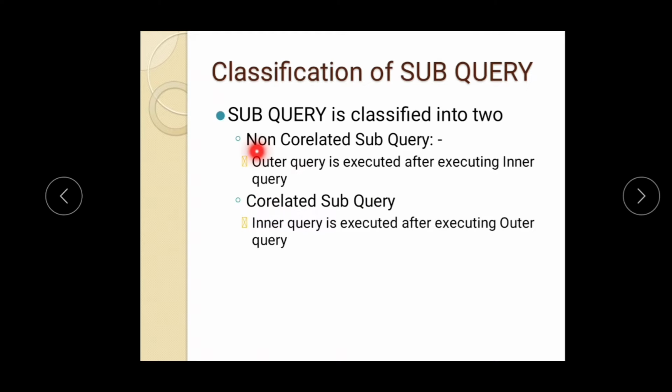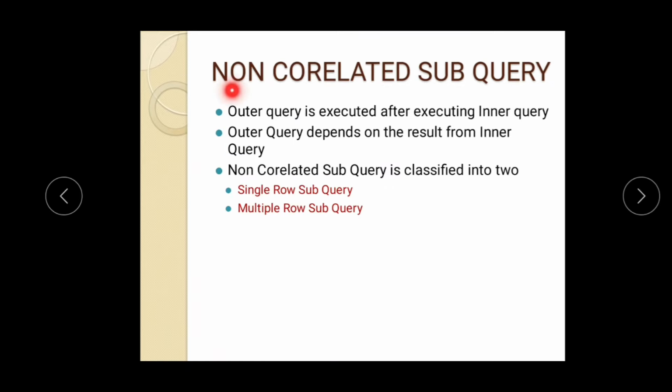In today's session we are going to discuss the concept of non-correlated subquery, that is, the outer query is executed after the execution of the inner query. Let us explain the non-correlated subquery in detail. As I said, the outer query is executed after executing the inner query, which means the inner query is executed first, and only after that the outer query is executed. The outer query depends on the result of the inner query.